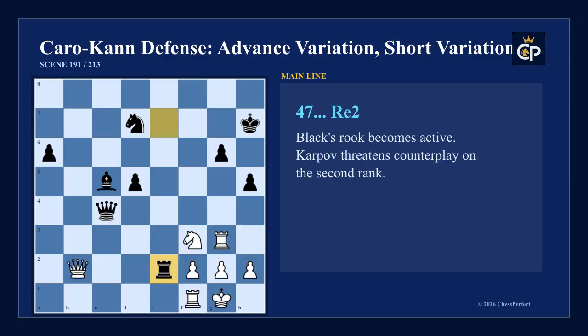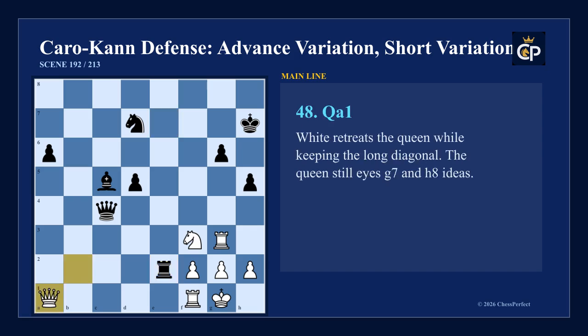Rook e2. Black's rook becomes active. Karpov threatens counterplay on the 2nd rank. Queen a1. White retreats the queen while keeping the long diagonal. The queen still eyes g7 and h8 ideas.